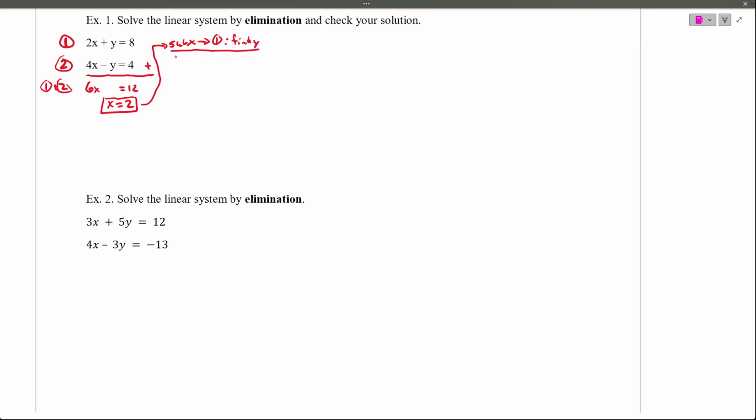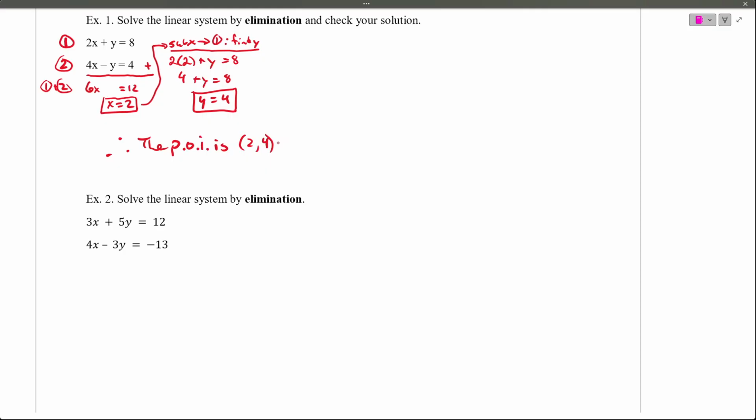Okay. So now wherever we see an x, we're going to put a 2. So we have 2 times 2 plus y equals 8. So we have 4 plus y is equal to 8. Bring the 4 over to the other side, and we end up with y is equal to 4. So we've found our solution, so we can say, therefore, the point of intersection is 2, 4.